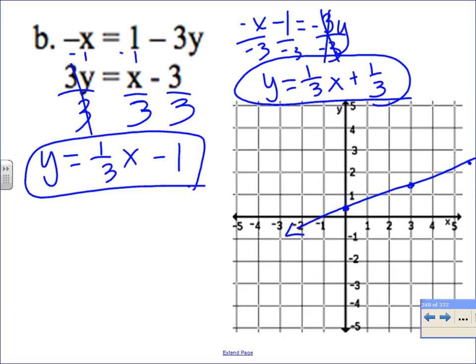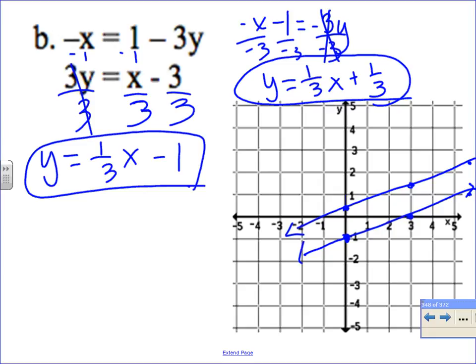Second equation, Jeremy, where do we start? What's the y-intercept? Okay, so where do you start? So start at negative 1, Doug, then what? Up 1 over 3. Up 1 over 3. Don't yell things out, Emma. Okay, connect them.